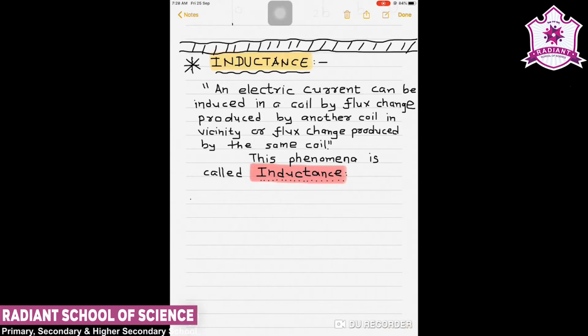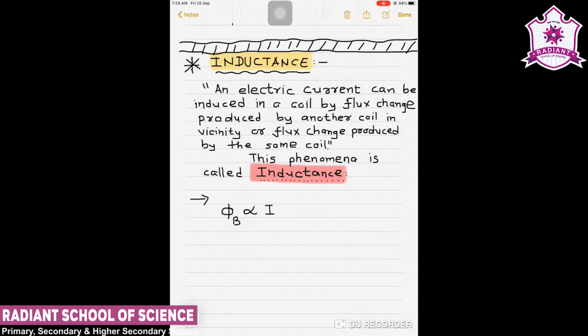Now in this case, when this phenomena takes place, we can say that in both of these cases, that is changing flux by another coil in the same vicinity or changing flux by the circuit itself, in all the cases the change in flux or the flux is directly proportional to the current that is maybe passing through another coil or passing in the same circuit.